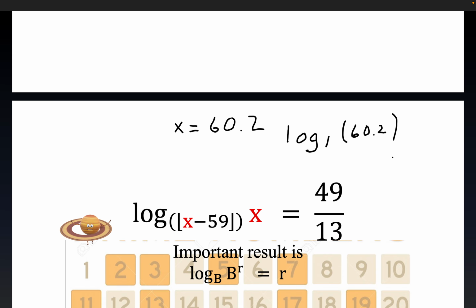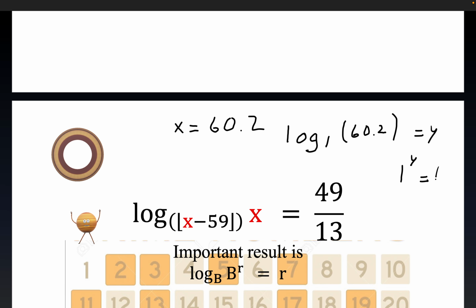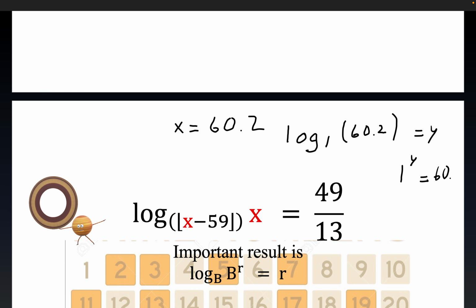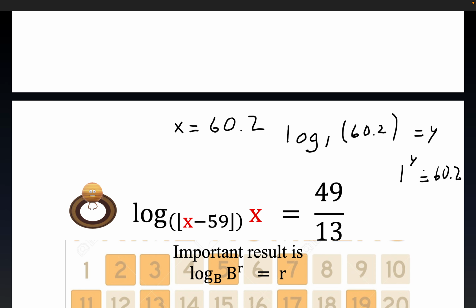But this is not even going to be a function. Log base 1 of 60 is not even defined, right? If this is equal to y, that would say 1 raised to the y is equal to 60.2, which is ridiculous, but that's what this statement would say. So the range of this function is always just going to be 1, and it's not really even a function because it sends every number to the same value. It doesn't work out as a function.